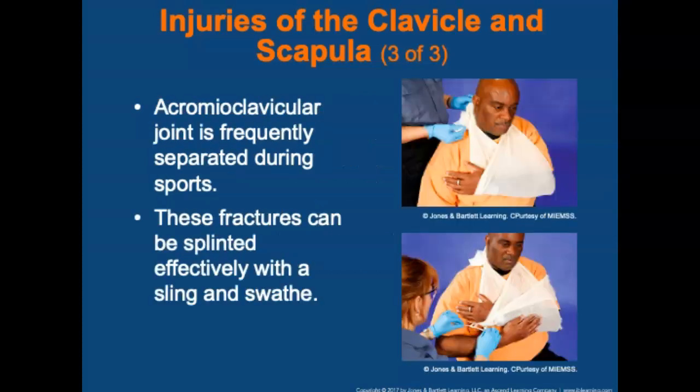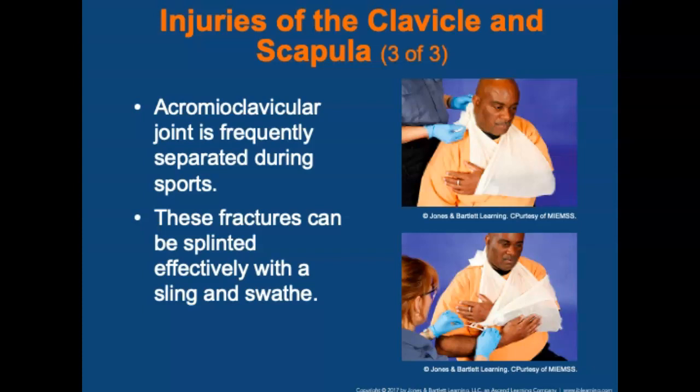The joint between the outer end of the clavicle and this process of the scapula is called the acromioclavicular joint. This joint is frequently separated during sports such as football or hockey, when the player falls and lands on the point of the shoulder, driving the scapula away from the outer end of the clavicle. The dislocation is often called an AC separation. These injuries can be splinted effectively with a sling and swath.